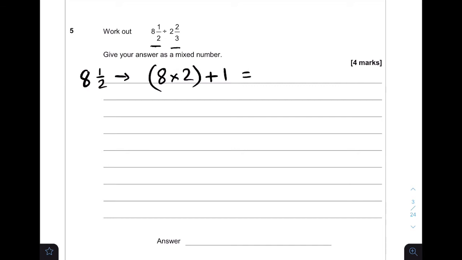So in this case, you got 8 times 2, 16, plus 1, 17. So then that becomes your new numerator. The denominator always remains the same, so you just have that 17 over 2, as you had 2 here.